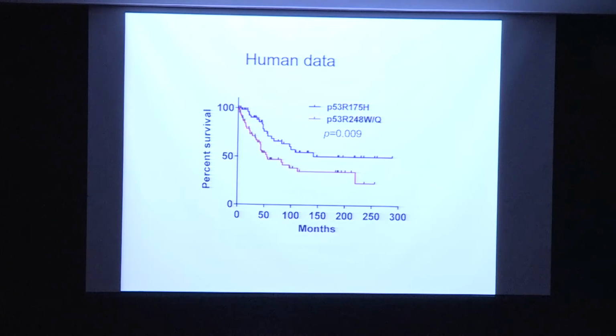And when you compare the survival of those groups, the individuals that have the 248 mutation, equivalent to the 245 mutation that we just talked about, have a poorer survival. So it suggests, again, the human data, which is association, is suggesting that the 248 allele is a more detrimental allele.